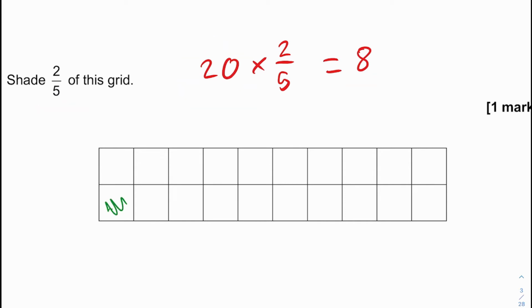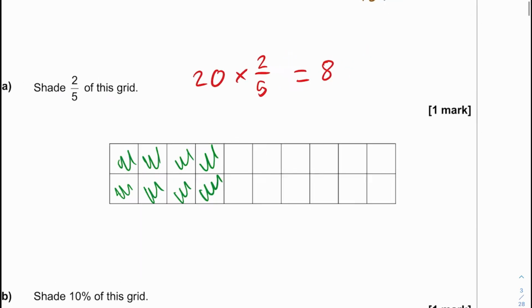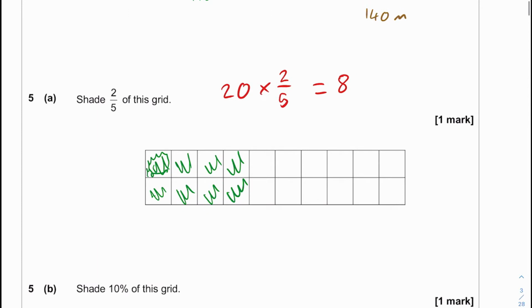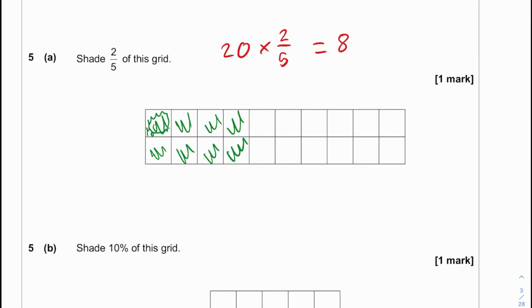So we'll just shade this one, and so on until we've done 8 of them. And in the exam, I'd make sure to actually shade the entire square. But imagine these are all shaded completely, and that'll be enough for the 1 mark.